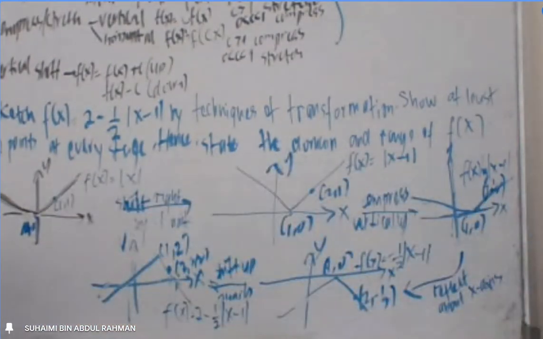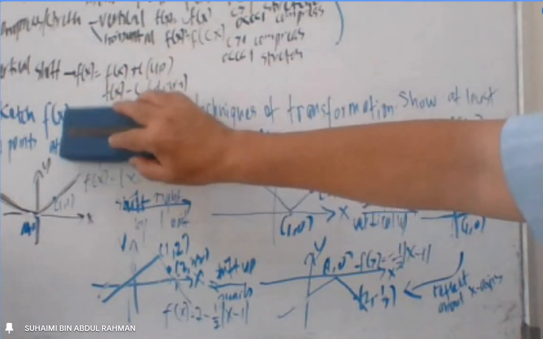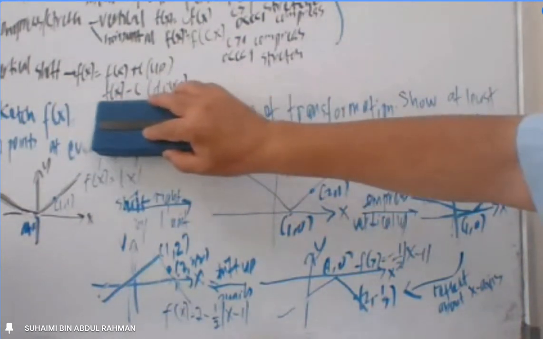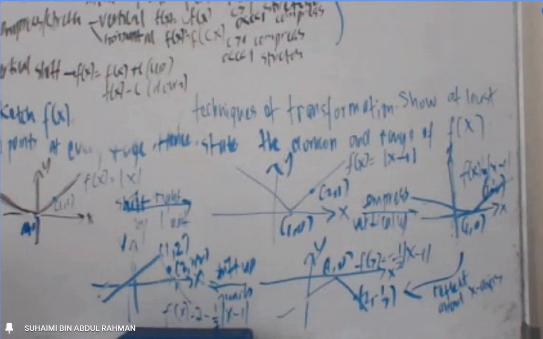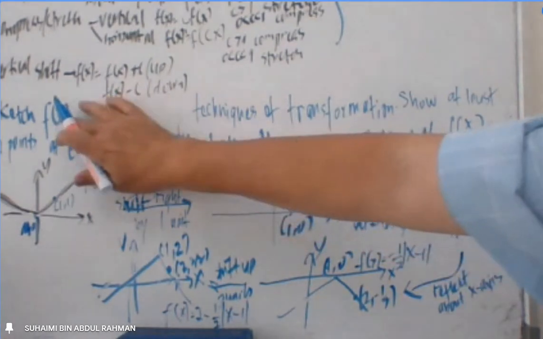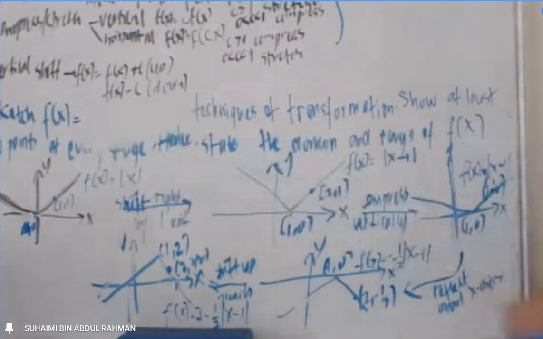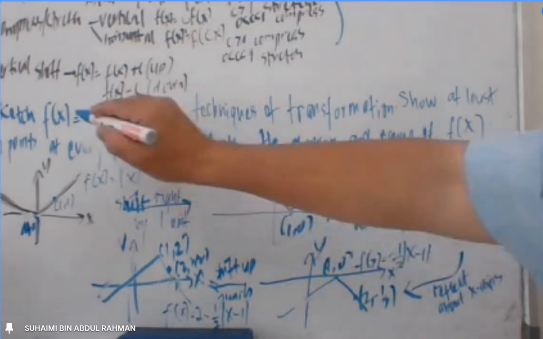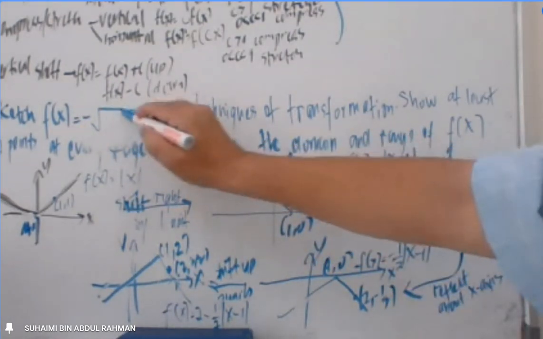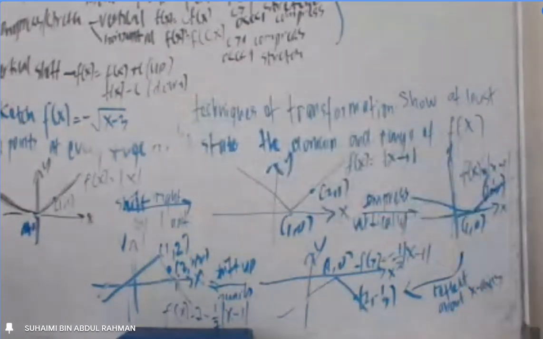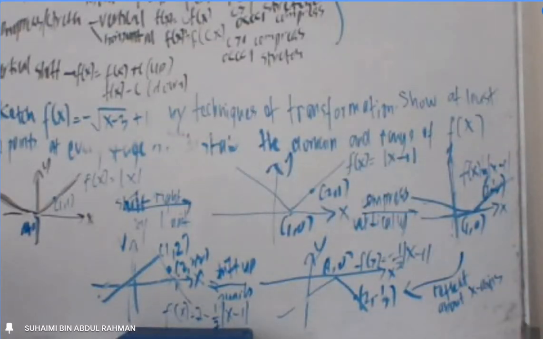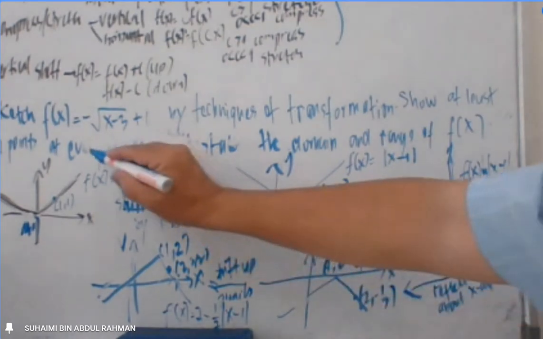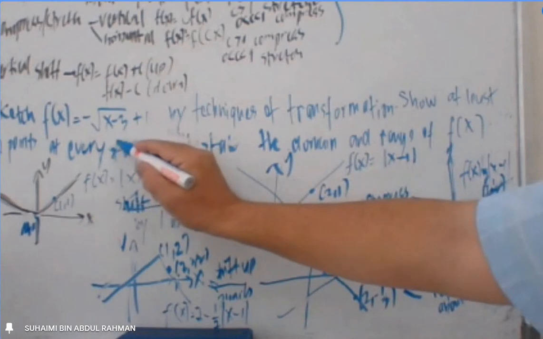Let's say we want to sketch another function. We want to sketch the function f(x) equal to minus square root of x minus 3, plus 1. We sketch by techniques of transformation, showing at least 2 points at every stage.